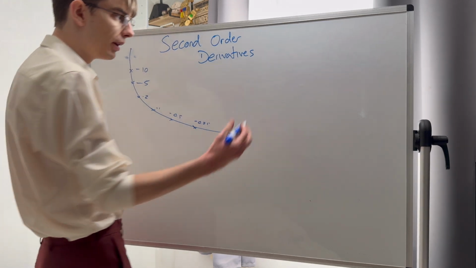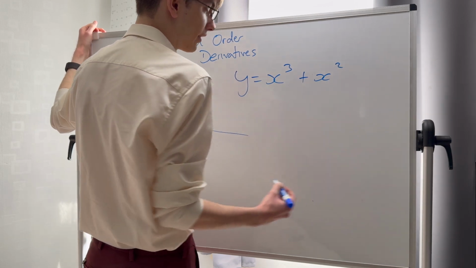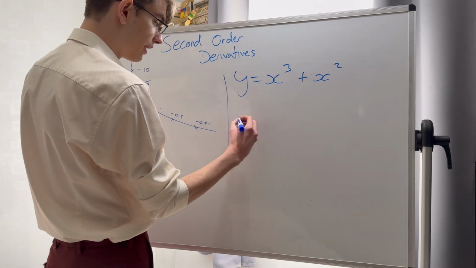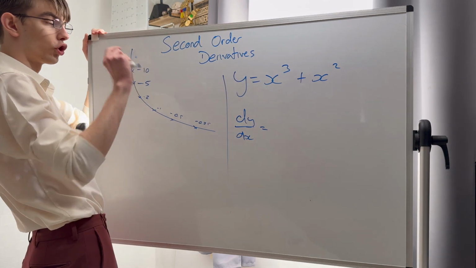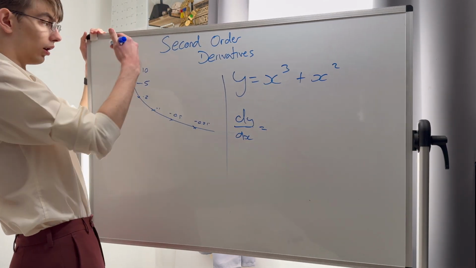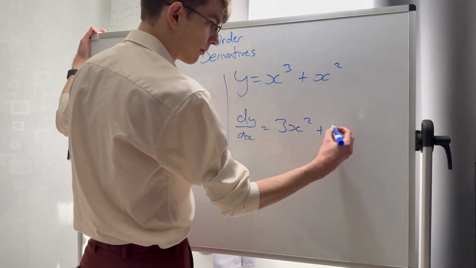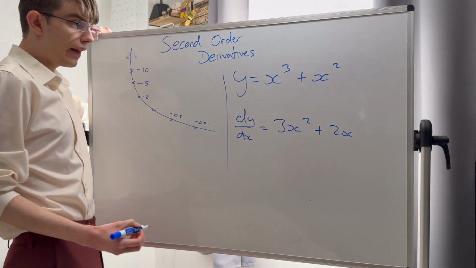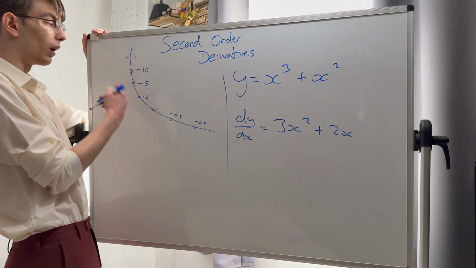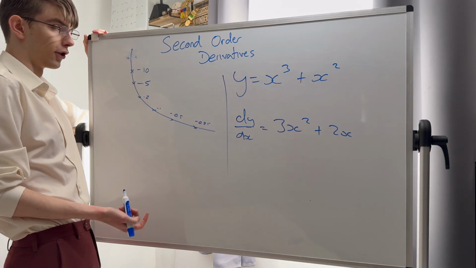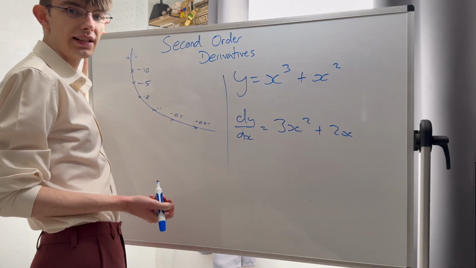So if I had, say, y equals x cubed plus x squared, I can differentiate that once to dy/dx to find how the function changes over time, or what the gradient is: 3x squared plus 2x. But then I might want to know, well, how does that gradient change? So in this example, how quickly does the gradient go from minus 10 to minus 2? And if I want to find that, well, I need to differentiate it again.